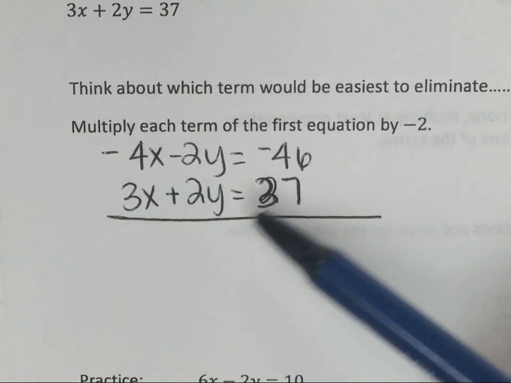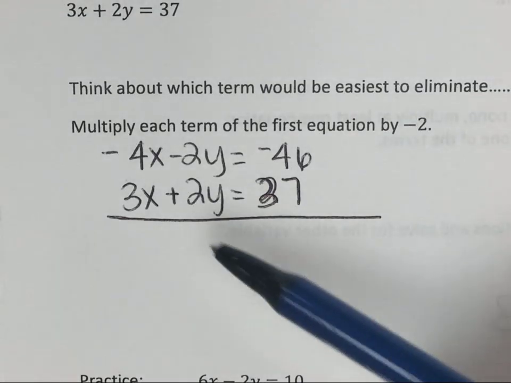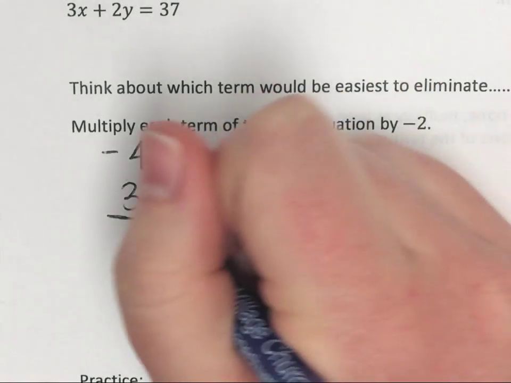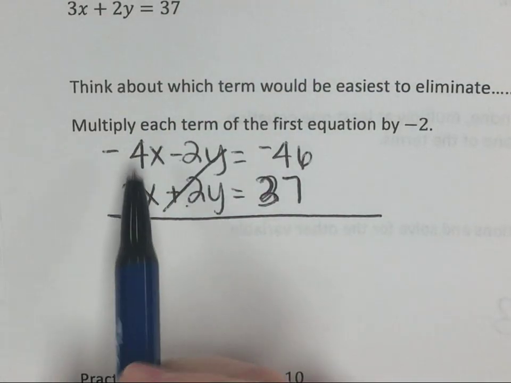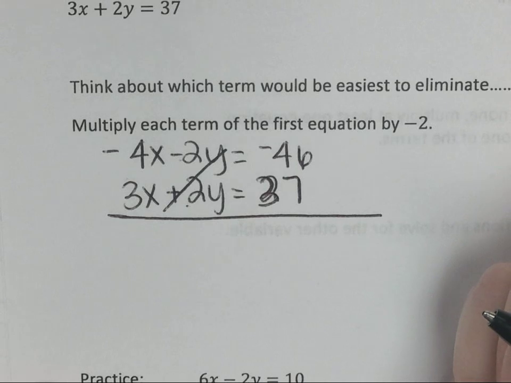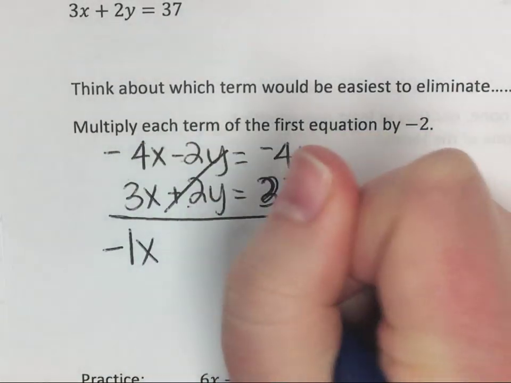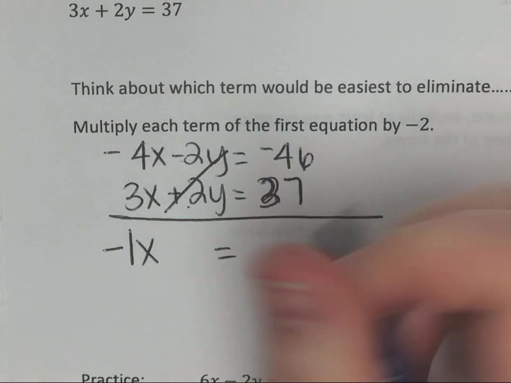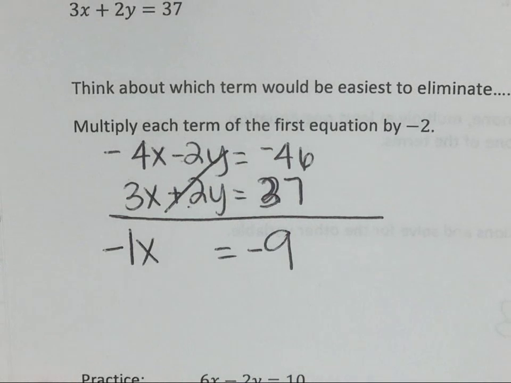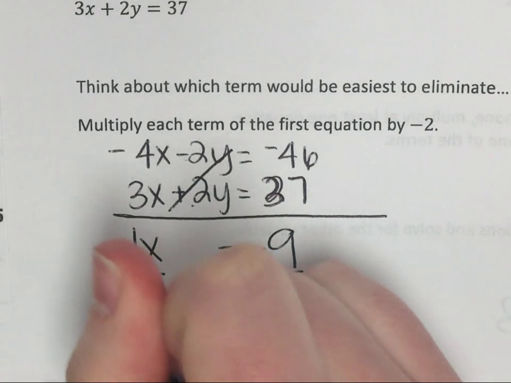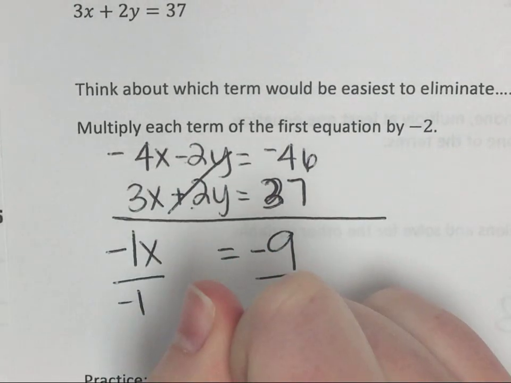Okay, now that we have opposite coefficients for y, what variable is going to disappear? Y. Okay, so negative 2y, positive 2y gives us no more y's. Negative 4x and a 3x gives us how many x's? Careful. Negative 1x. And that's going to be equal to, what's negative 46 plus 37? Negative 9. Good. So negative 1x is equal to negative 9. Divide both sides by negative 1. So x is a positive 9.